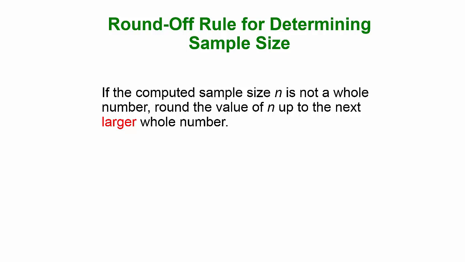If the computed sample size n is not a whole number, which it usually won't work out to be one, we always want to round the value of n up to the next larger whole number. Now the reason that we do that is because we're dealing with discrete data. So we're trying to figure out how many people or how many objects do we need to obtain for our research, so we always round up to the nearest whole person.